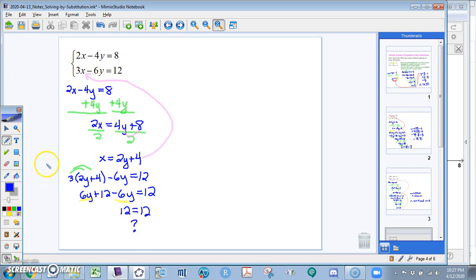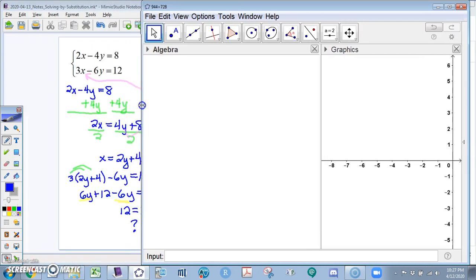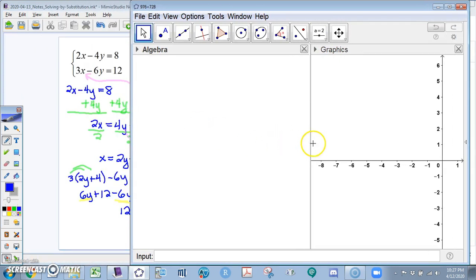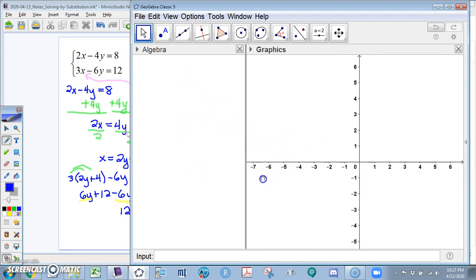Well, yeah, everybody knows that, but what happened to my variables? What is going on here? Well, let's come over and let's use GeoGebra to look at this and kind of try to see what's happening here. What is going on with this?